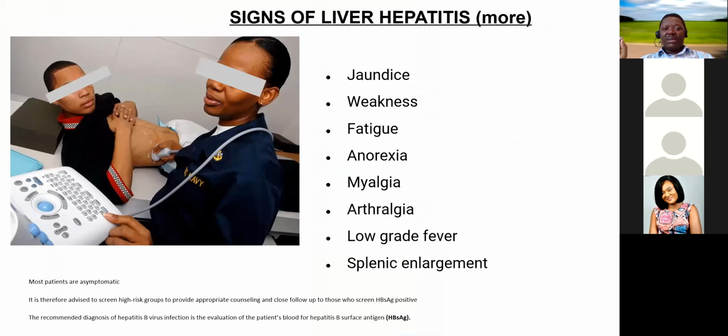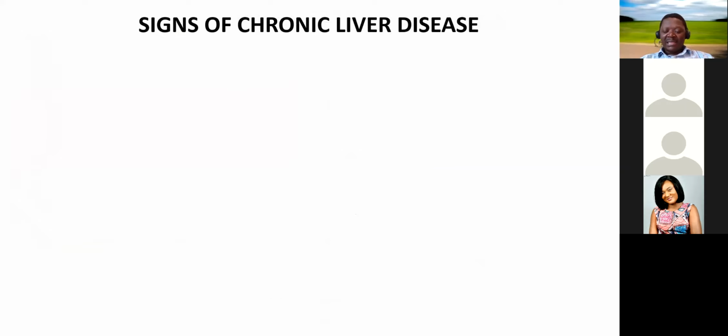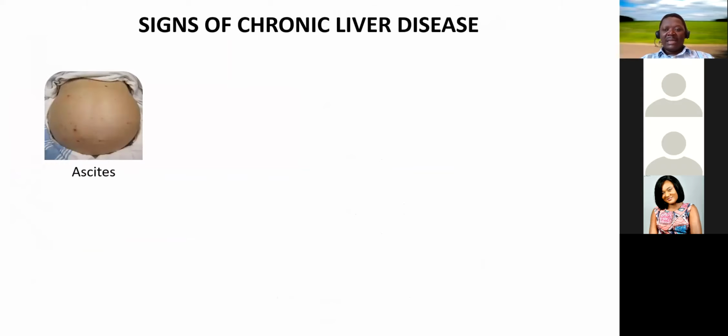What are the signs and symptoms? Jaundice, which is, of course, if they're jaundiced at the time they're coming, they are already very sick, so you don't want that. Weakness, fatigue, anorexia, myalgia, arthralgia, that is pains around the joints, low-grade fever, and or enlargement of the spleen. Now remember, we've actually talked about this if you were present last week. So I wouldn't say too much here, but let's go to this point that looks at the signs, which I mentioned I would do earlier.